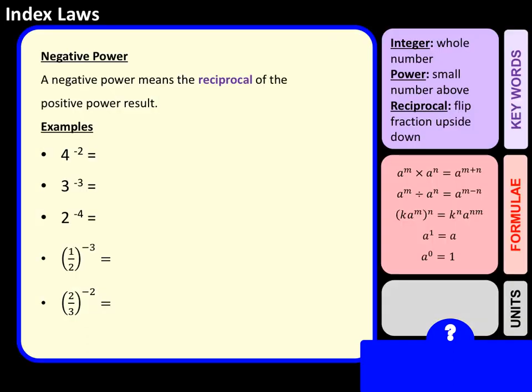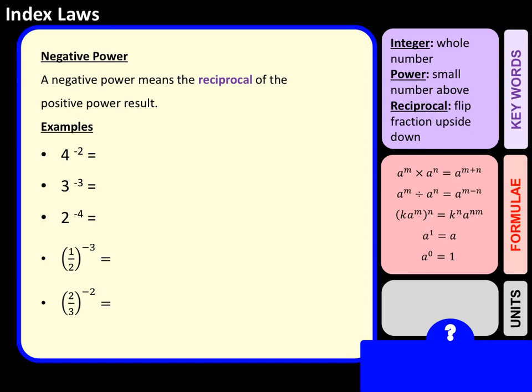Okay, so with these negative integer powers, we're just going to do exactly the same as what we did for the positive powers. However, as we can see here, a negative power just means that it's going to be the reciprocal of whatever it would have been if it was a positive power. So for each of these, I'm going to do the negative power part first. I'm going to turn it into its reciprocal, and then I'm going to apply the power.